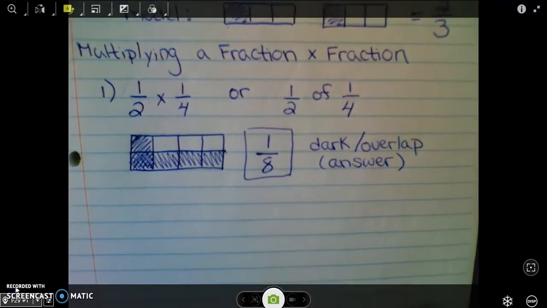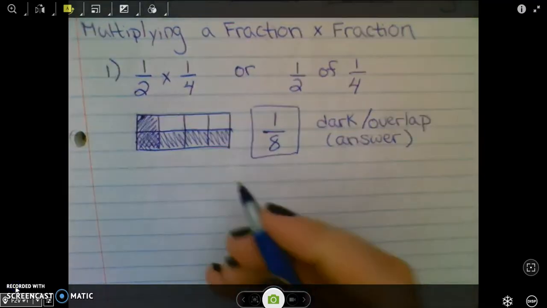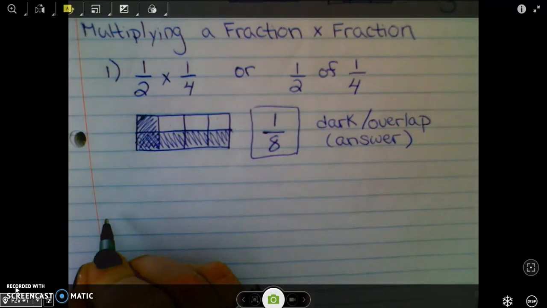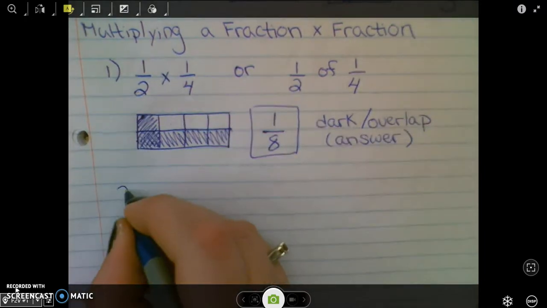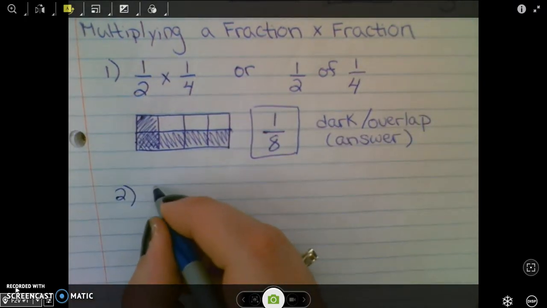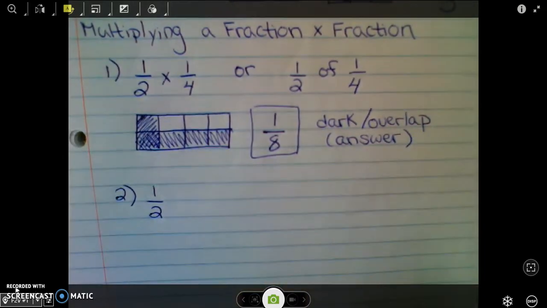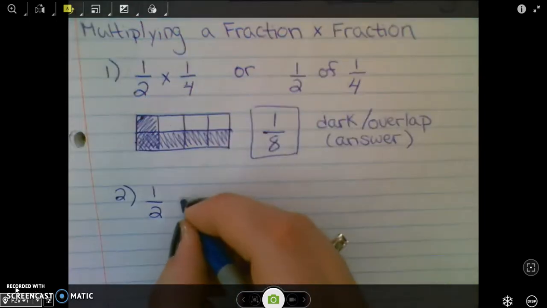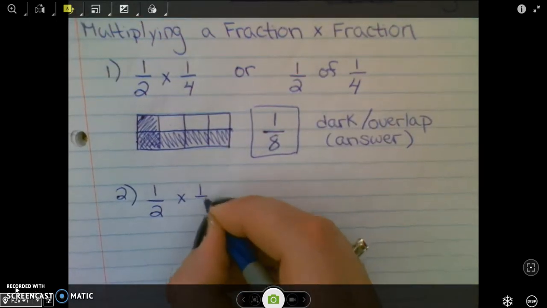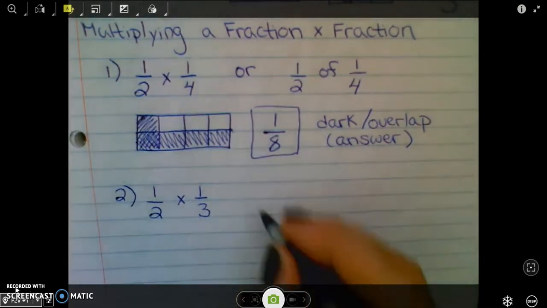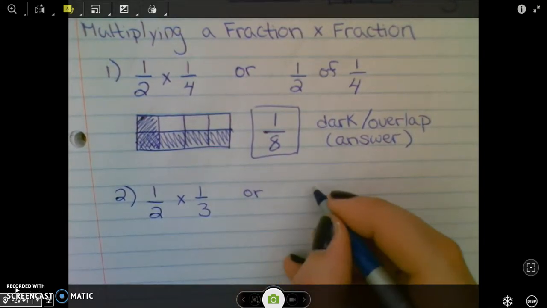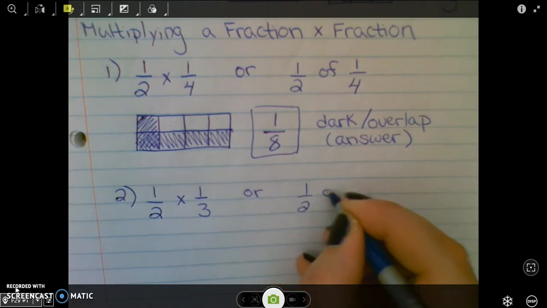All right, I'm going to slide this up. I'm going to skip a line, and then I'm going to do my second example here. My second example is going to use a half again this time. I'm just trying to use easy fractions that are easy for you to follow along with and copy in your notes. So I'll do 1/2 times 1/3 this time, or that would mean 1/2 of a third.